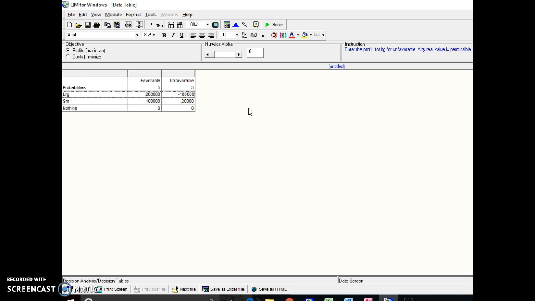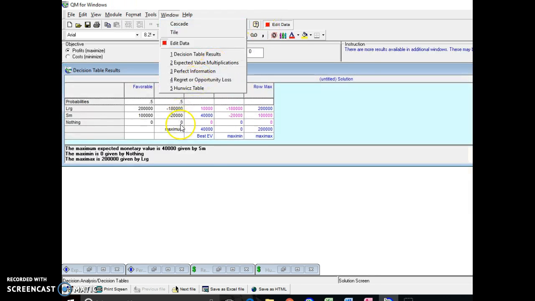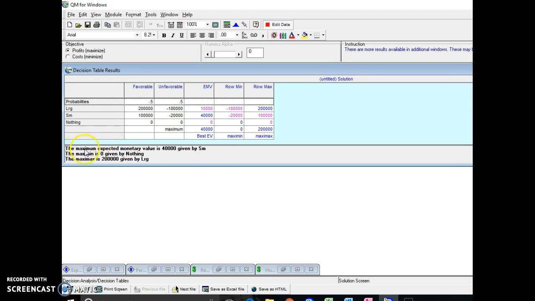Okay, as I recall, this should come out to an expected monetary value of 40,000. We get to see if I quickly plugged in the numbers correctly, and I did. Also notice the maximum expected monetary value, 50,000, given a small plant. So our decision here, if we're looking at expected monetary value, is that we build a small plant with an expected monetary value, EMV, of 40,000. We've also got our other values here. And again, be sure to word these effectively when you're pulling them together.